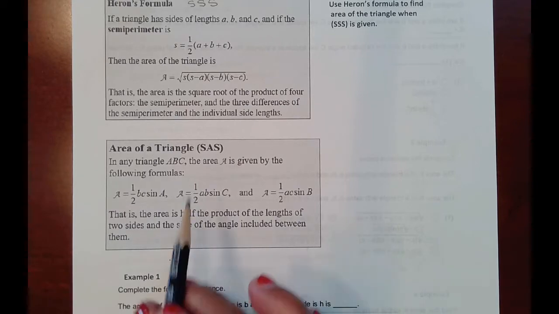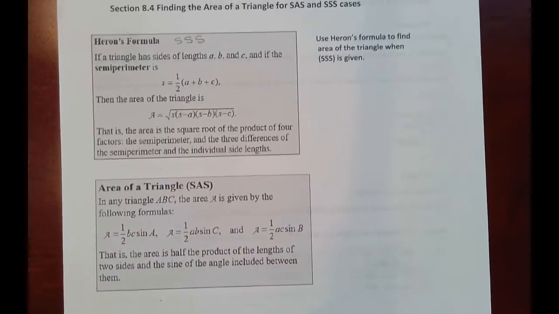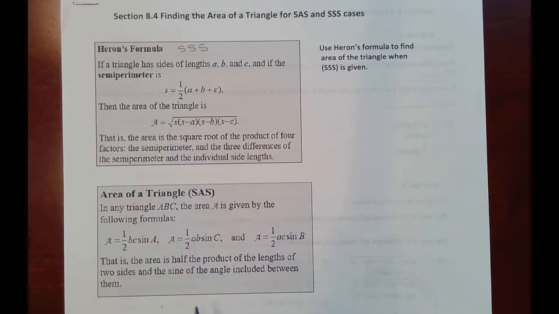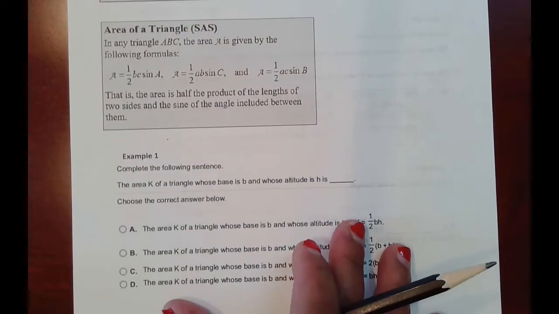So this is even less work than this formula. Okay, this one is called Heron's formula, and this one doesn't have a name. It's just the side angle side formula for area of a triangle. So that will be the name.